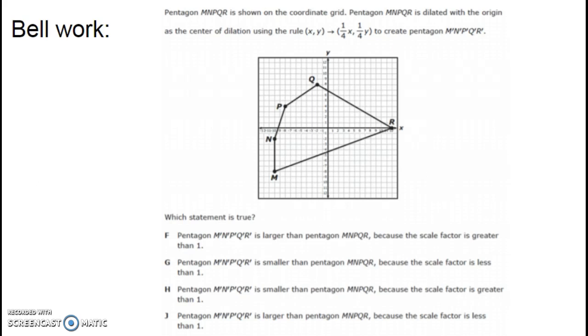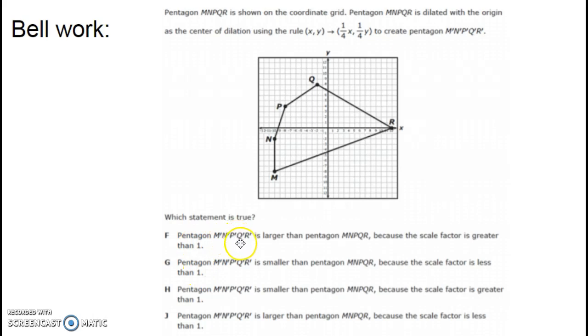The pentagon MNPQR is shown on the coordinate grid. Pentagon MNPQR is dilated with the origin as the center of dilation using the rule (x, y) to (1/4 x, 1/4 y) to create pentagon MNPQR prime. See the little notations there? That means prime. That's the dilation figure. Which statement is true?